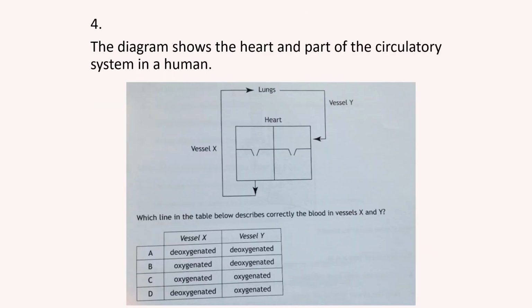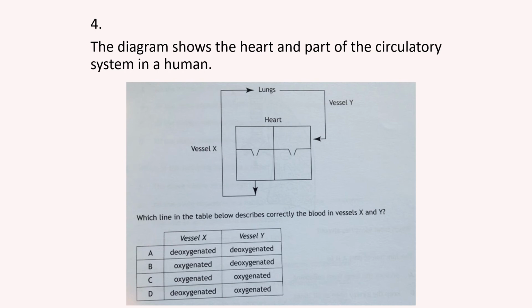So the next question is the diagram shows the heart and part of the circulatory system in a human. So you've got your lungs, your vessel Y, your heart, your vessel X. Which line in the table below describes correctly the blood in vessels X and Y? So pause the video and try to answer this yourself before I go over the answer.